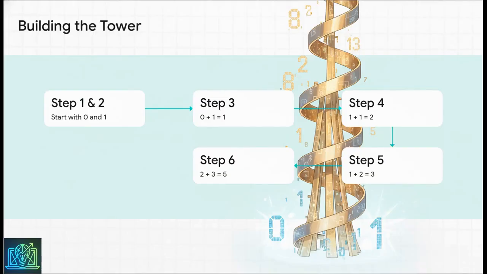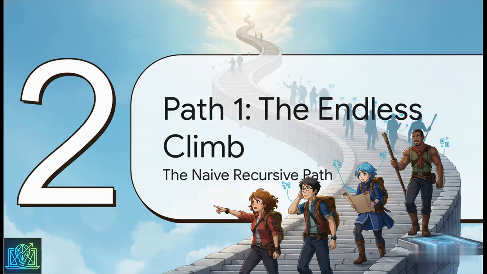Okay, so we start with our foundation, steps 0 and 1. To get the next step, step 3, we just add them up. 0 plus 1 is 1. Easy. For the fourth step, we add the 2 before it. 1 plus 1 is 2. The fifth step, well, that's just 1 plus 2, which is 3. And we just keep going. 5, 8, 13, and all of a sudden, whoa, our tower's shooting up into the sky, all from that one little rule.